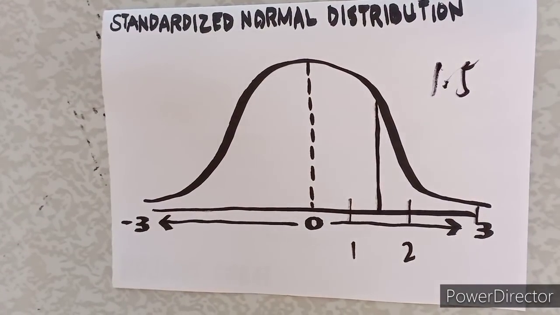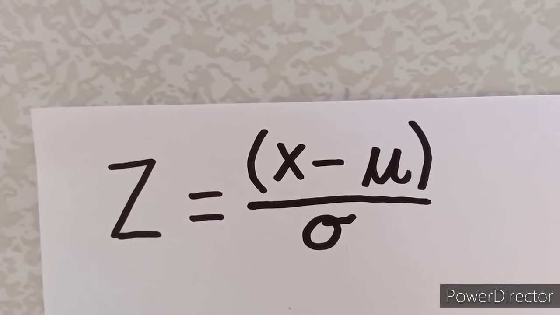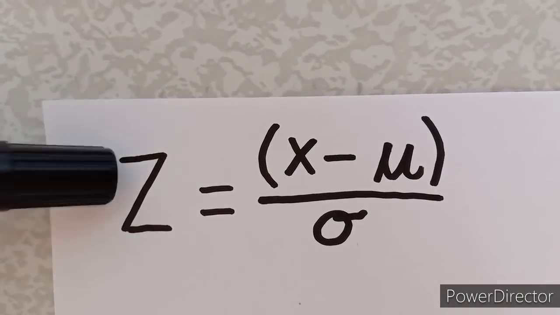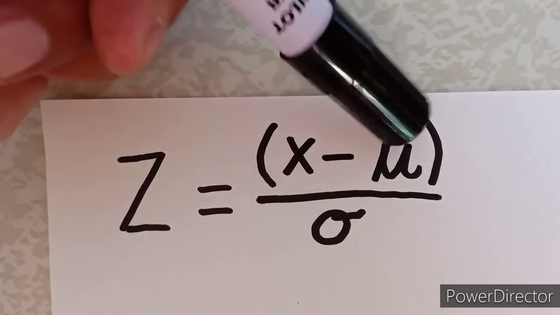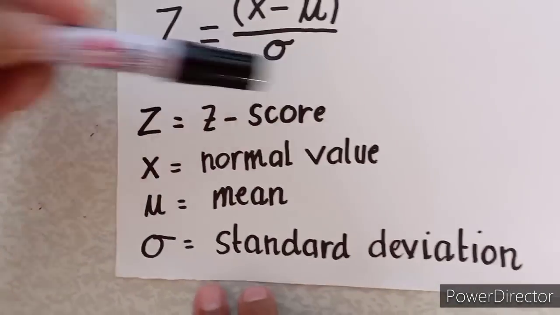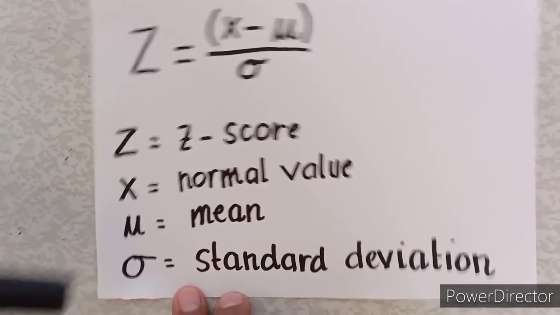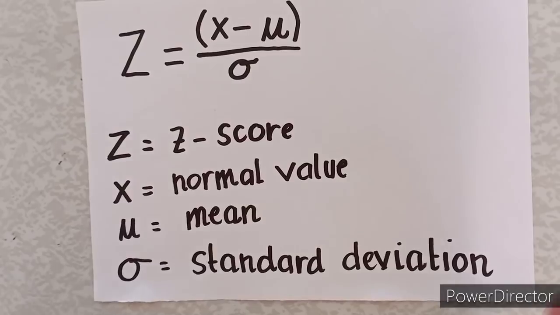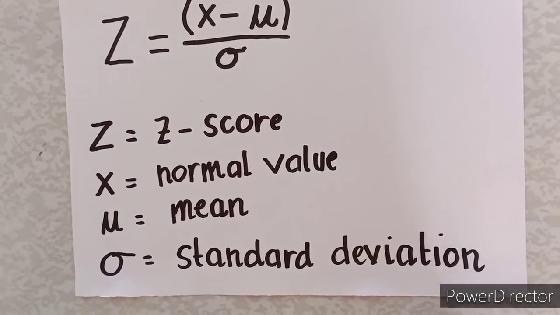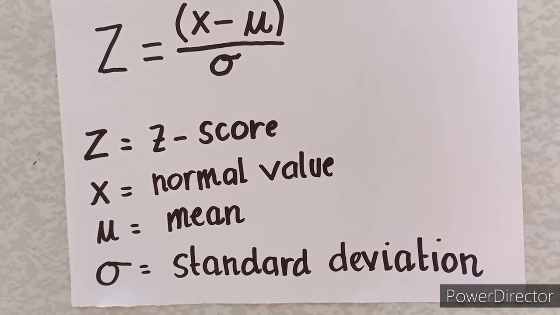So, let's start with our formula. Let's have the formula used to standardize a given value of x using the mean and standard deviation. So we have now z is equal to x minus mean all over standard deviation. Take note that z is our z-score. X here is our normal value. This symbol is our mean, and this symbol is our standard deviation. Again, this is the formula to be used to standardize a given value of x using the mean and standard deviation. Ngayon, ipapakita natin in reality kung paano mangyayari yun.